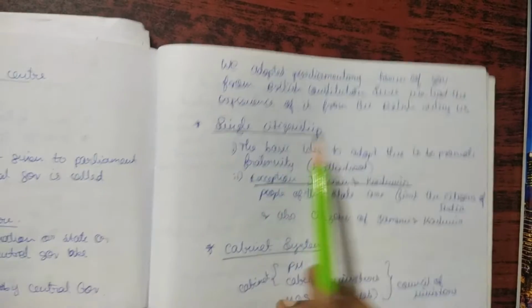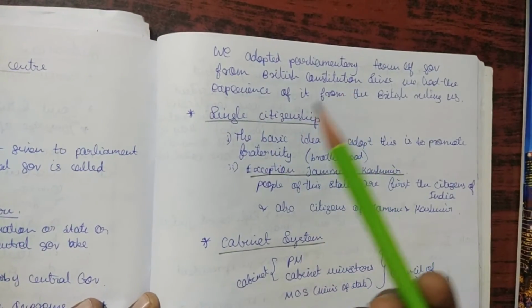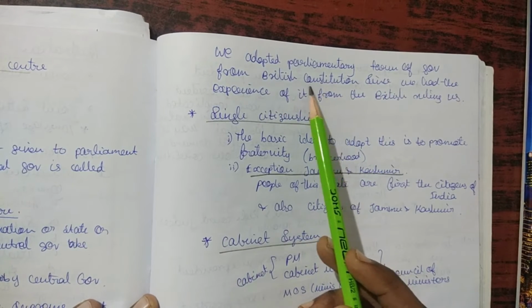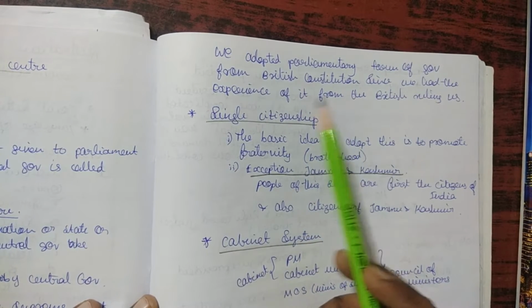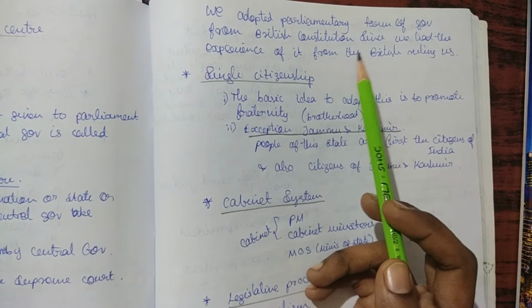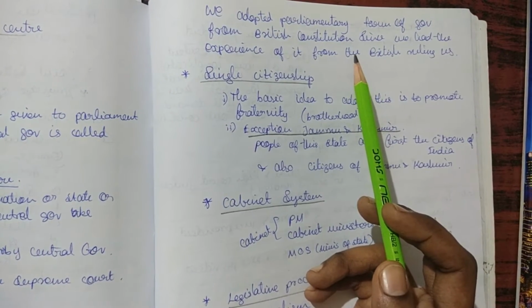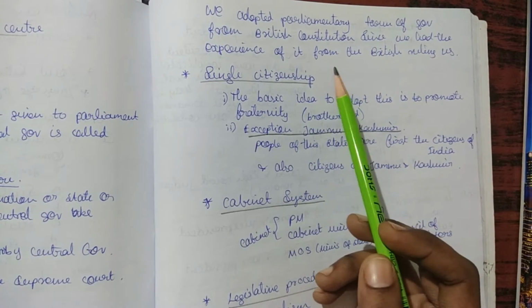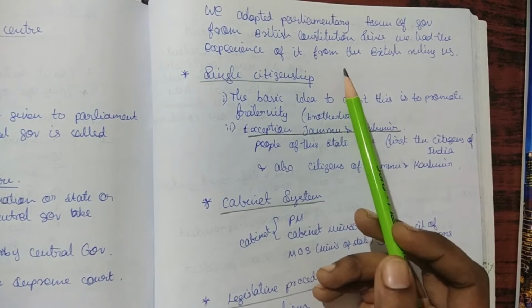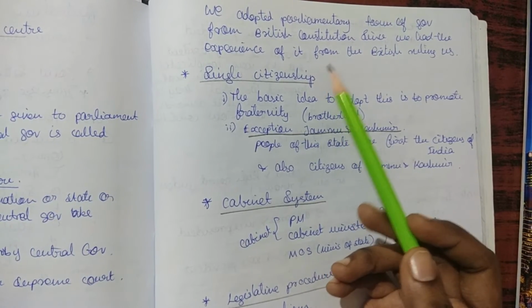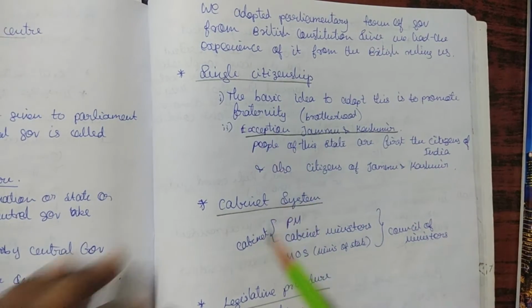Right. So the other things that we have borrowed. Why did we take the parliamentary form of government? We adopted parliamentary form of government from the British Constitution since we had the experience of it from the British ruling us. Rather than taking up some new form of government and ruling, we were already used to the British parliamentary form of government. So it was easy for the people to adapt to it. That is why we took the parliamentary form of government.